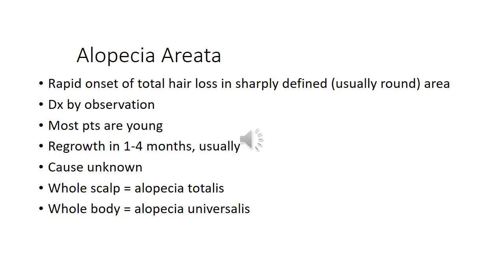Alopecia areata: rapid onset of total hair loss in a sharply defined, usually round area, diagnosed by observation. Most patients are young. Regrowth usually occurs in 1 to 4 months, cause unknown. Whole scalp may be involved, called alopecia totalis. Whole body involved, we call it universalis.